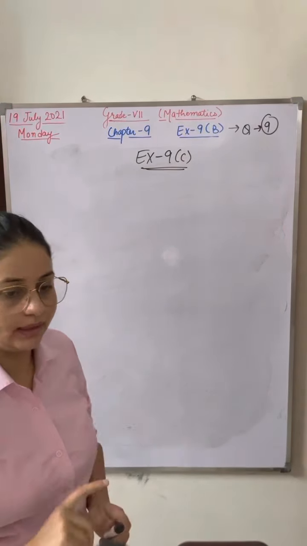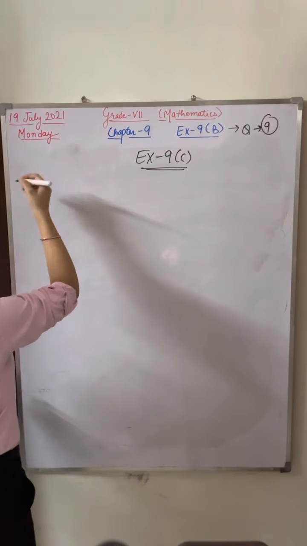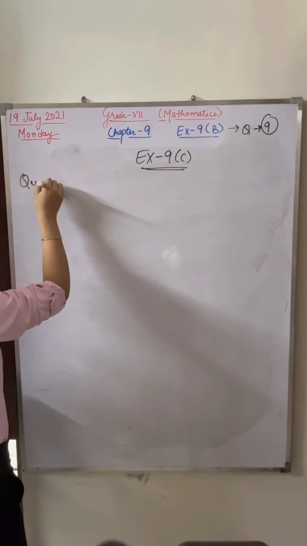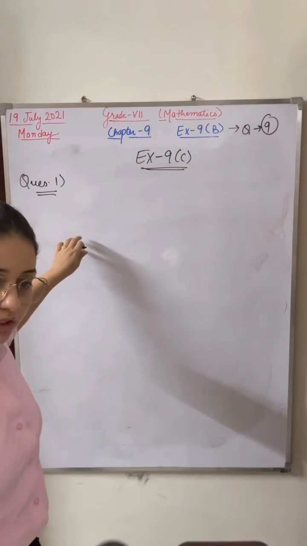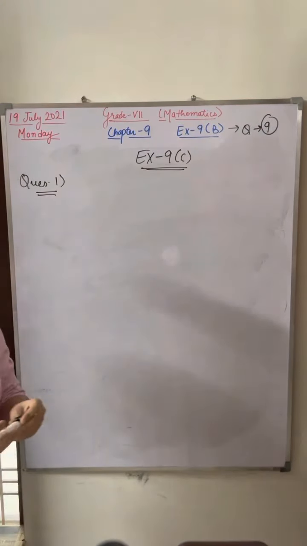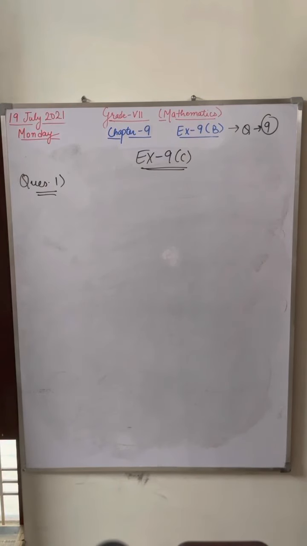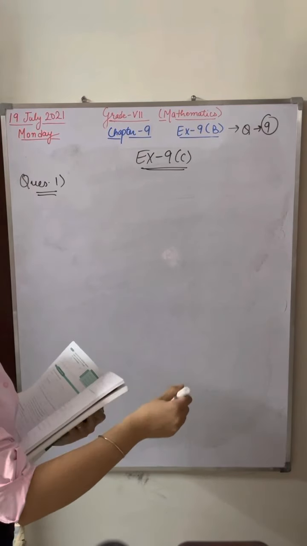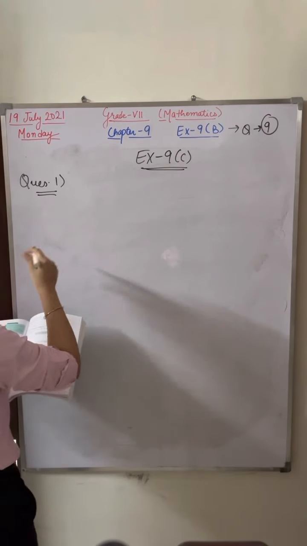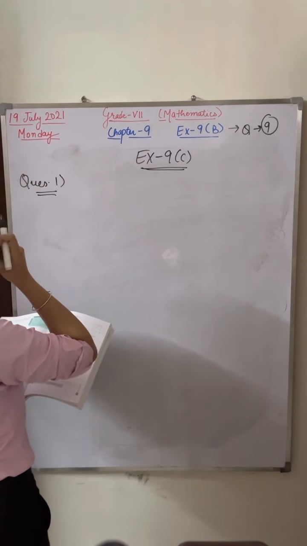Okay, now let's start with exercise 9C. It is based upon the operations on rational numbers. Please look here very carefully. This exercise is very easy. The first question is, add the following rational numbers. You have to add.